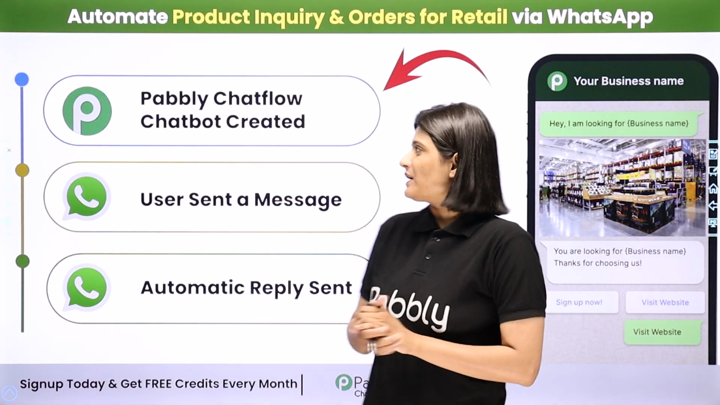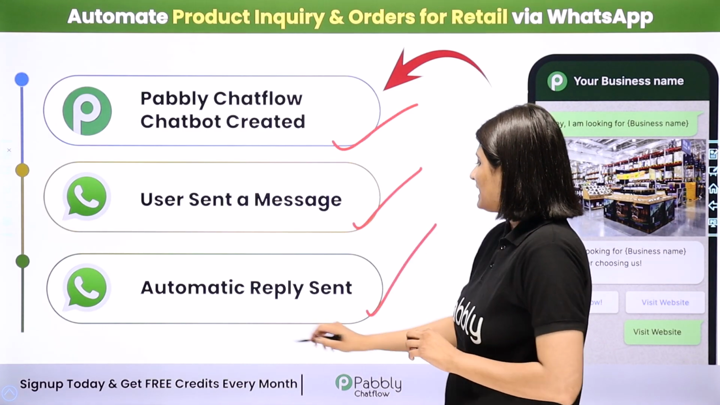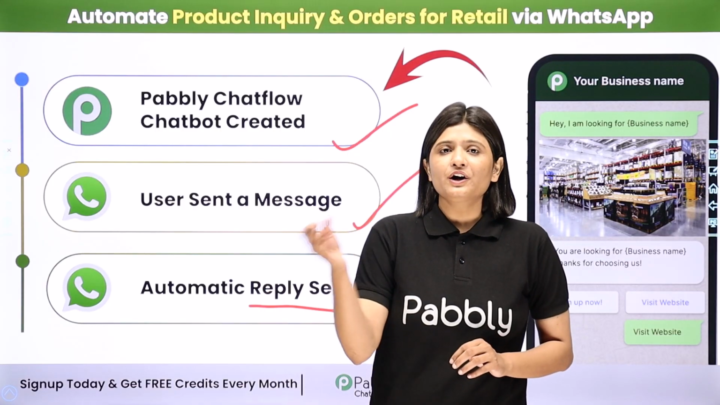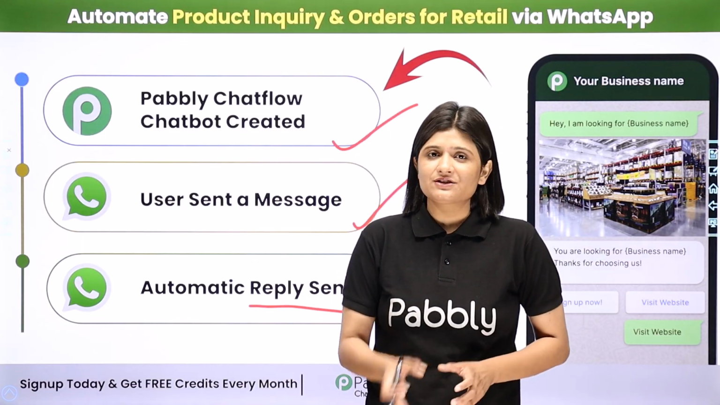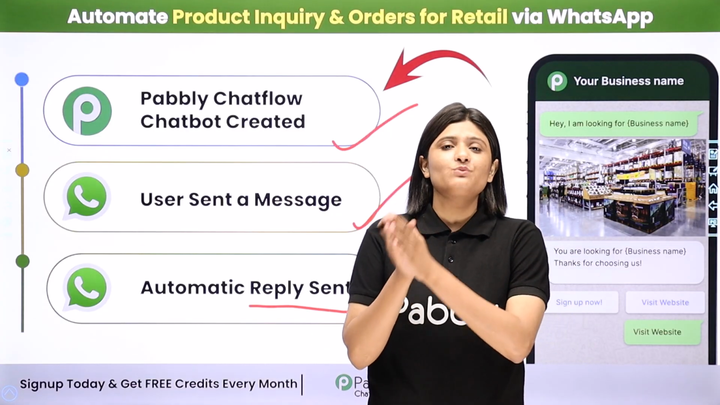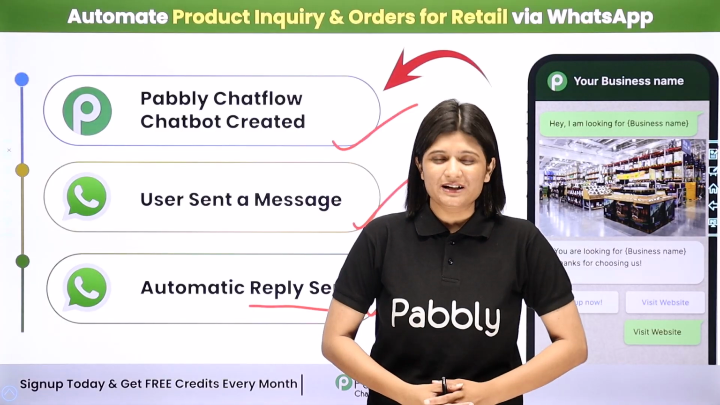Now using this WhatsApp chatbot, whenever a user sends me a message, automatically the reply will be sent to this user based on the query or the inquiry or the order confirmation details which they have asked for. Now if you want to learn the step-by-step process of how you can create this WhatsApp chatbot with the help of Pabbly Chatflow, then let me take you all to my screen.